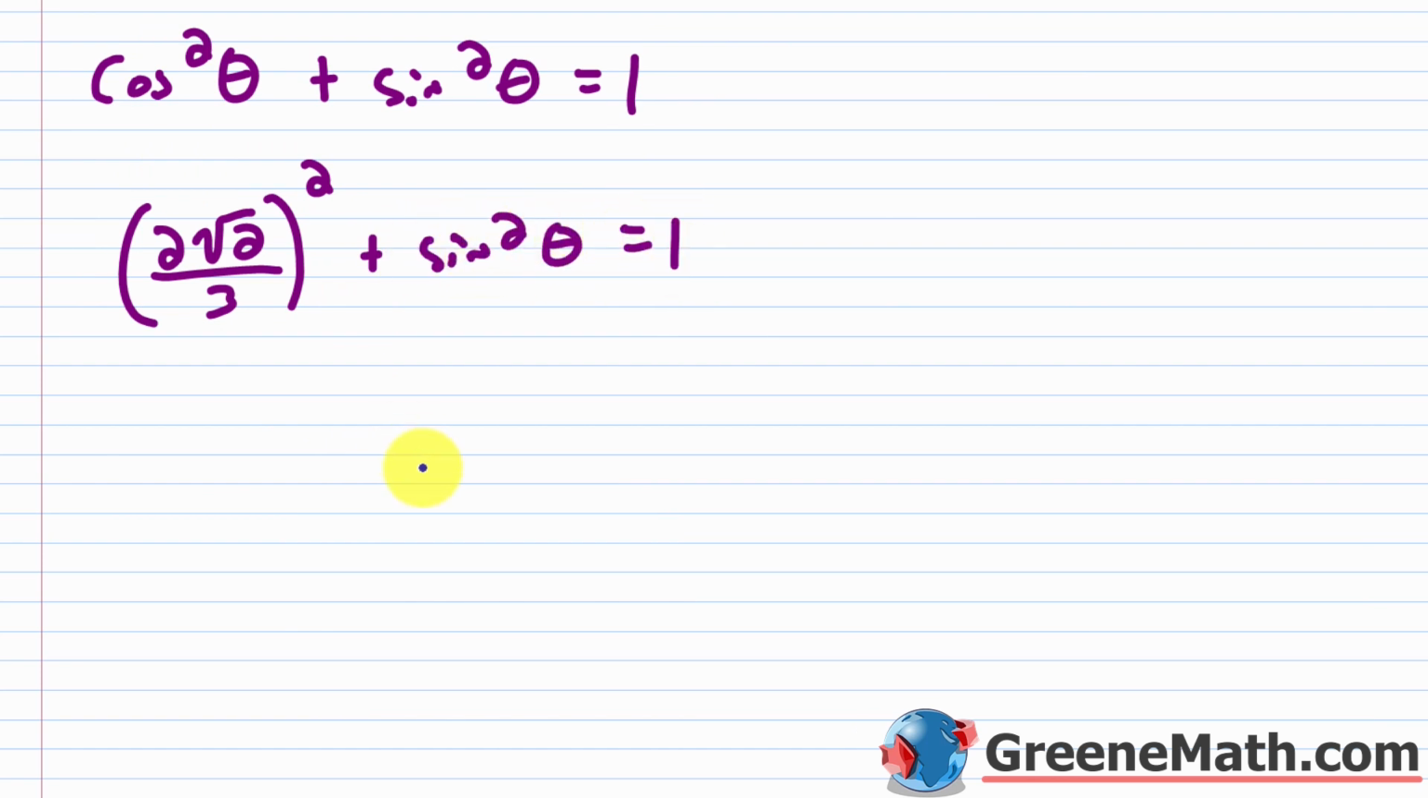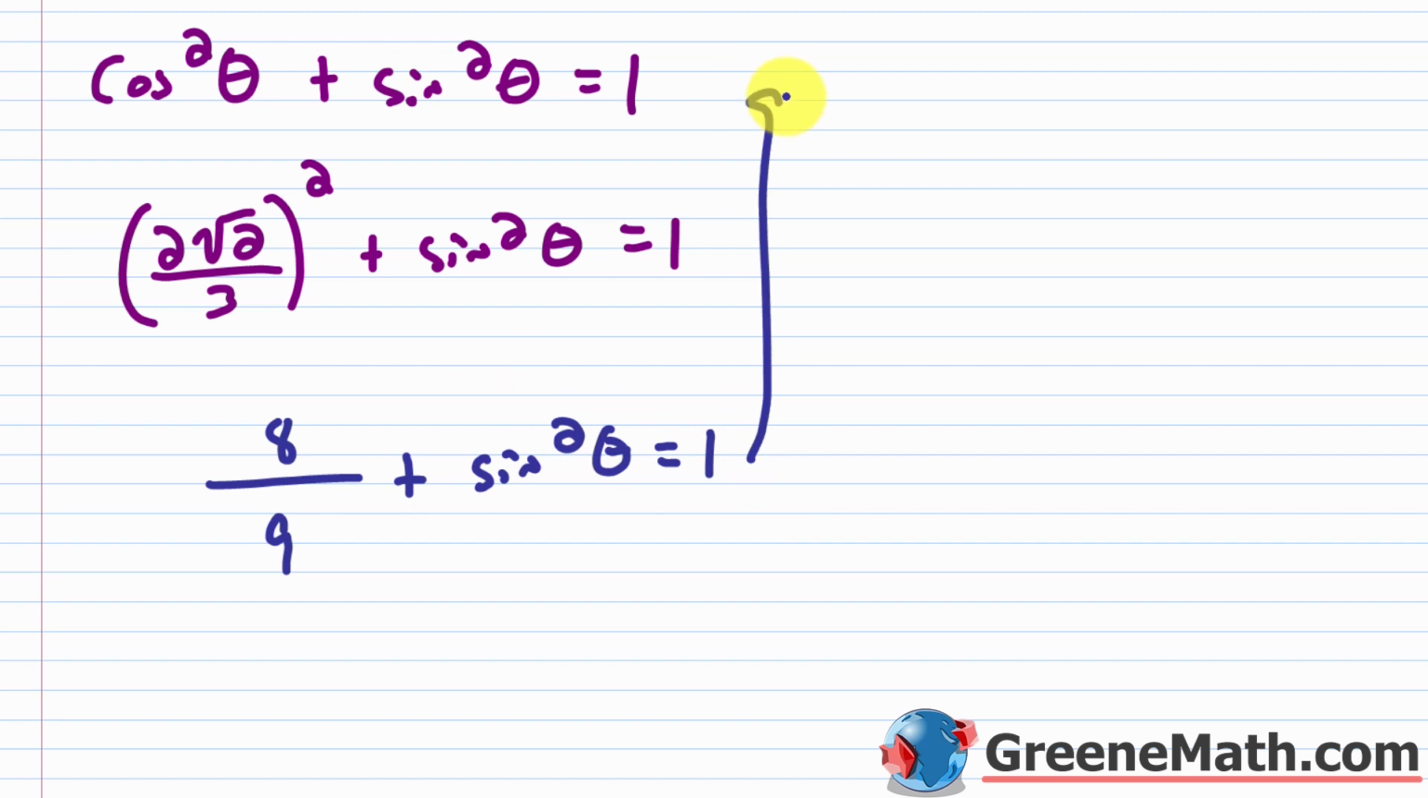From here, if I square 2, I would get 4. If I square the square root of 2, that's 2. And if I square 3, I would get 9. So basically 4 times 2 is 8, so this is 8/9. Then plus sine squared theta is equal to 1. I'm just going to drag this up here. And from here, I'm going to subtract 8/9 away from each side of the equation. So I'm going to put 1 minus 8/9.